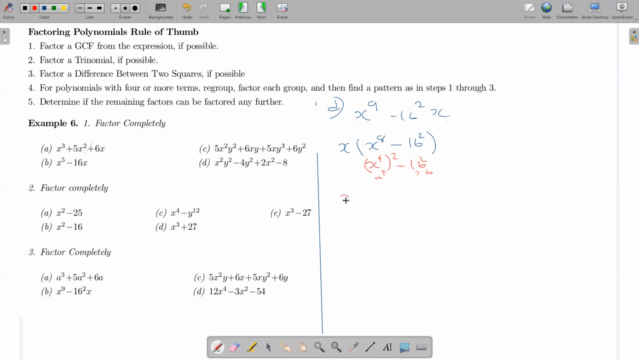So I do this x. A minus b, no? A is x squared, x to the 4, this is 16, a minus b, because this 2 is in the formula. Okay, x squared plus 16. Any questions? Okay.